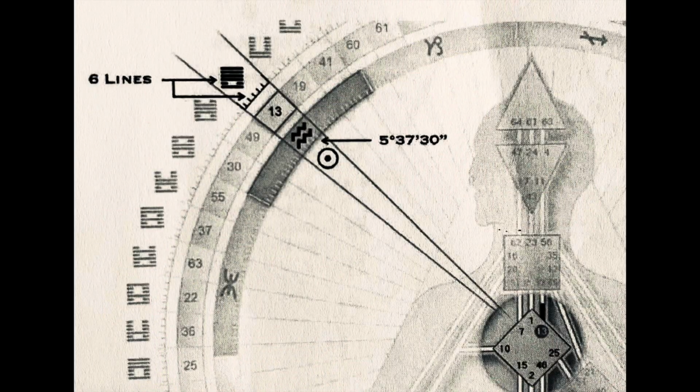Now in human design, we have the 64 gates that we place around the zodiac. This is the 64 hexagrams of the I Ching. Each hexagram is 5 degrees, 37 minutes and 30 seconds long. So it takes the sun about 5.7 days to transit one full hexagram.